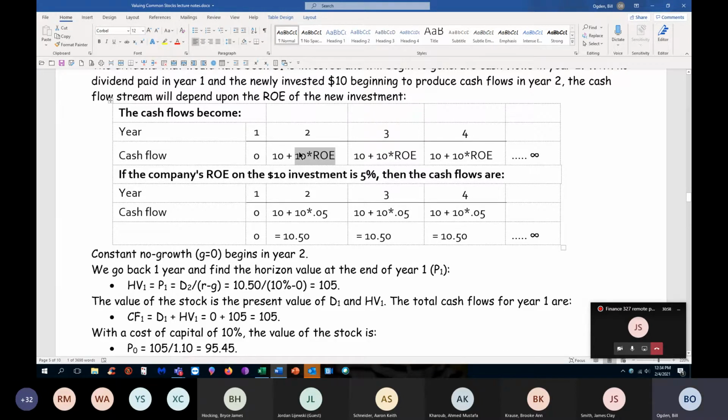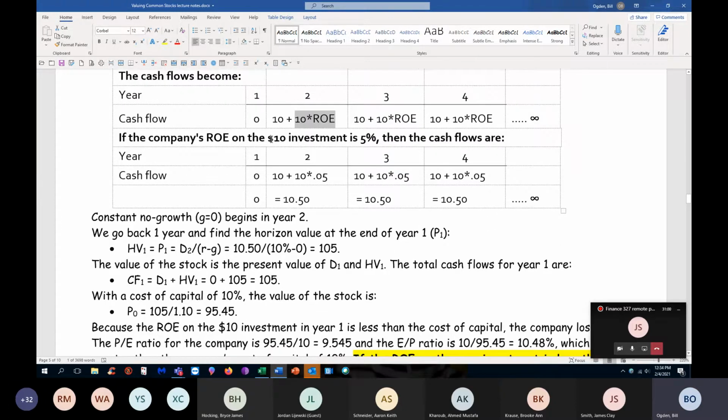So let's put a couple of numbers into this. What if this $10 that we reinvested in year one earns 5%? Then your cash flows, of course, are zero for year one, because it's no longer going to the shareholders. There still is a $10 earnings, it's just not going to the shareholders. So $10 plus the $10 invested in year one, which earns 5% in perpetuity. So our cash flows will be 10.50, 10.50, 10.50 out to infinity. That's our assumption anyway.